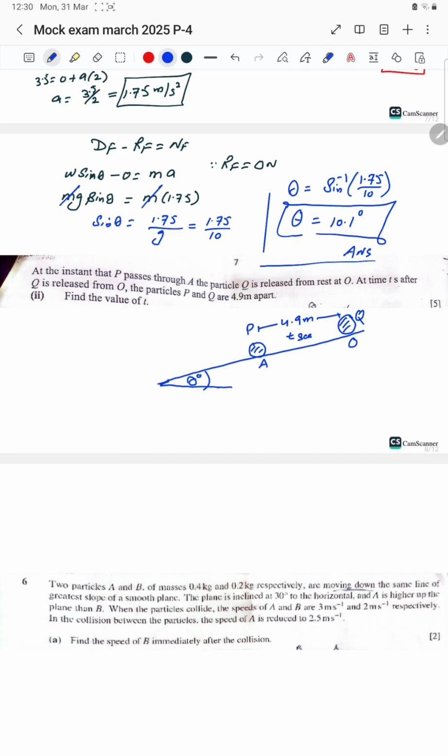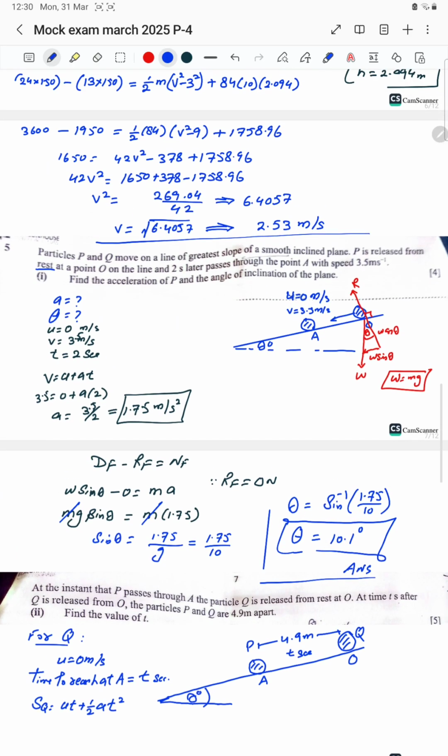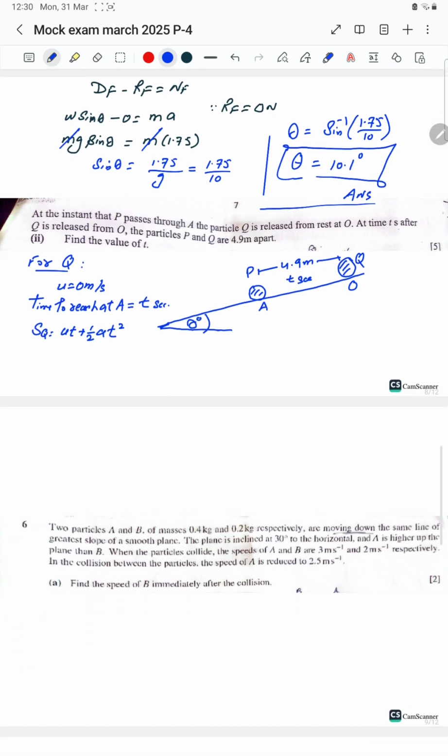So for particle Q, which is released from rest starting from O, the time to reach A is t seconds. The distance covered by Q will be s equals ut plus half at squared. The acceleration a we already calculated in the first part, that was 1.75. We will use it now.